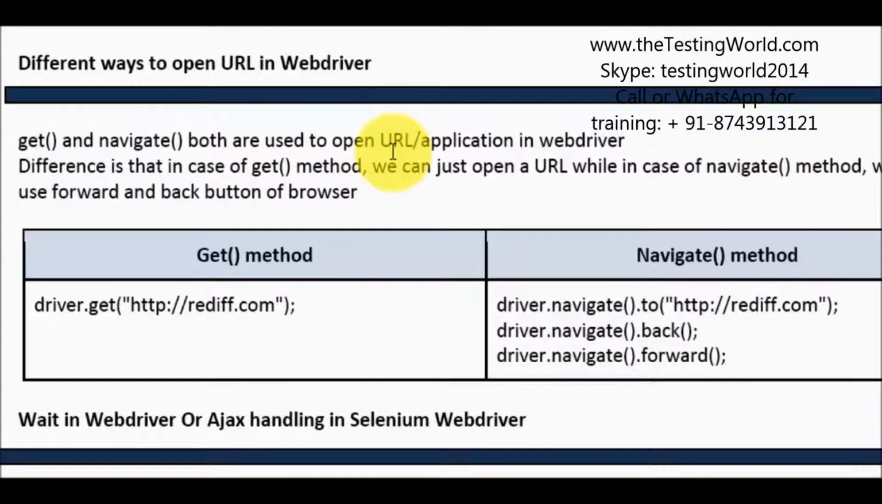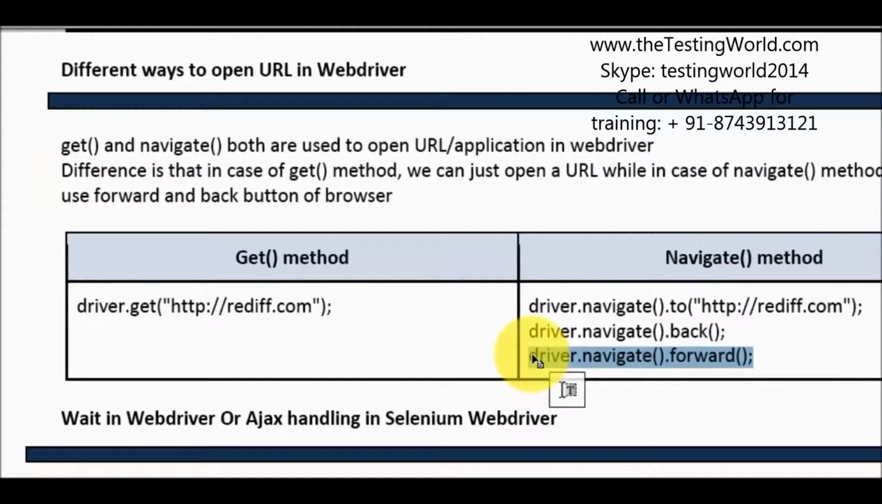The difference is that in case of get, we can just open a URL or open a page. But in case of navigate, we can open a page, we can press the back button of the browser, we can press the forward button of the browser, we can also use the refresh button of the browser.